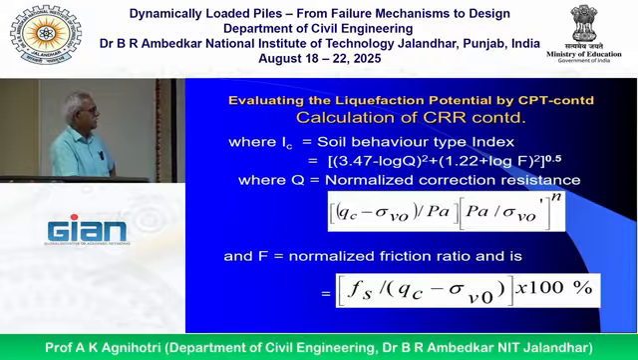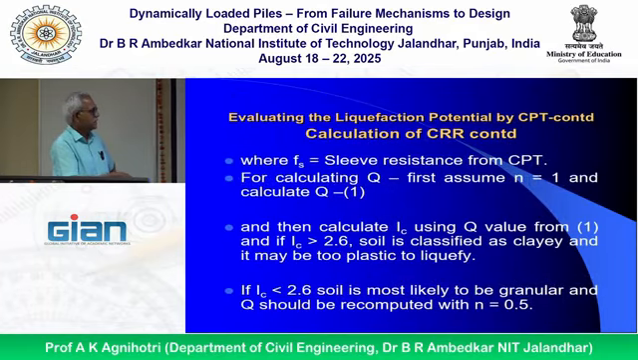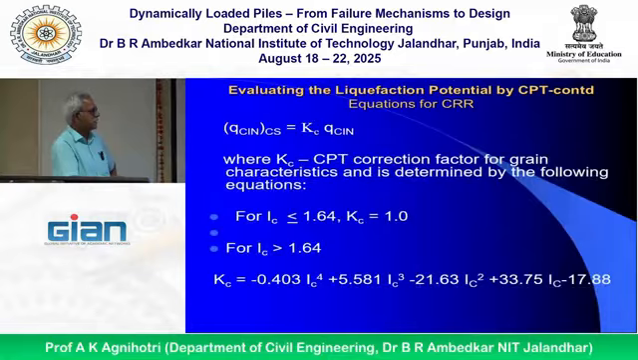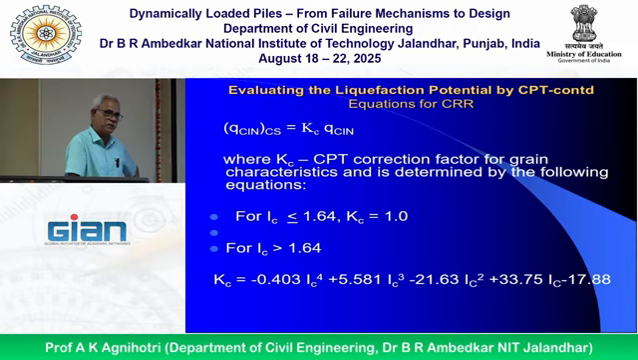Once you get IC, if IC is more than 1.64, then this equation is used. If IC is less than 1.64, then Kc is simply taken as 1. So substitute the Kc value in this, and you will get QC1N CS. Once you have QC1N CS, then from the curves or using equations, you can calculate CRR. CSR, the same equation which we used earlier, you will use the same equation.